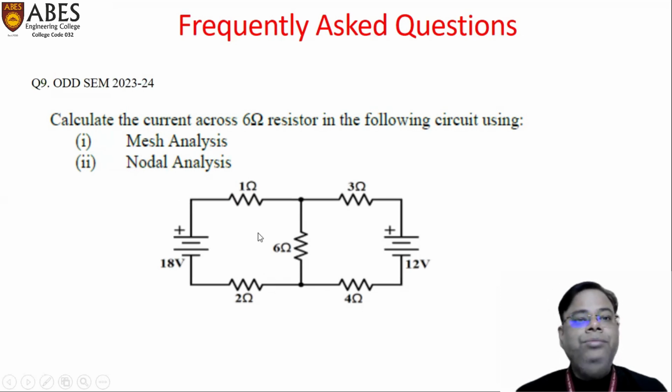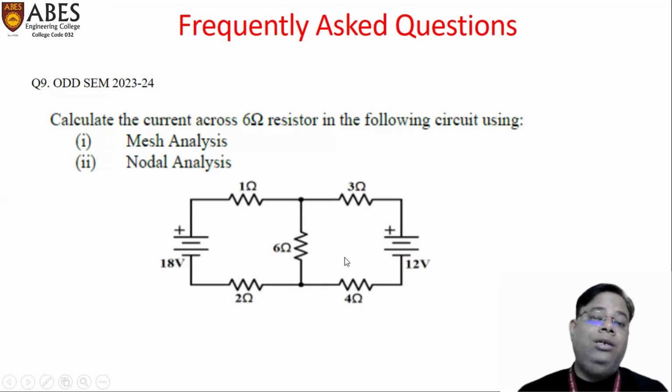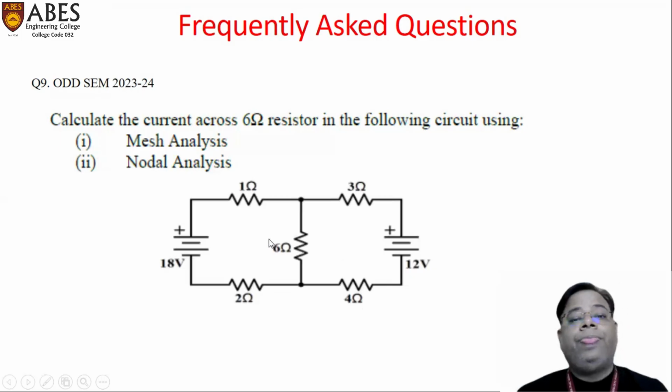In this circuit, if we are using the mesh analysis method, there are two meshes. Firstly, we have to assume the mesh-wise currents. After that, we will apply KVL. After applying KVL, we will find the values of I1 and I2, assuming I1 is the current in the first mesh and I2 is the current in the second mesh. After that, we can find the current in the 6 ohm resistance. That would be I1 minus I2.